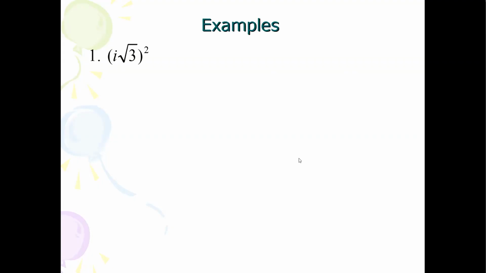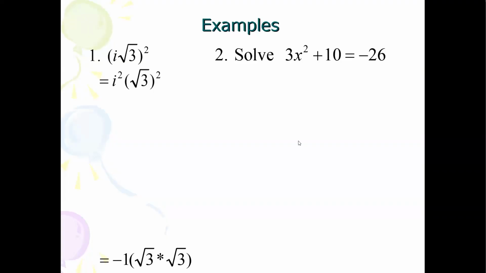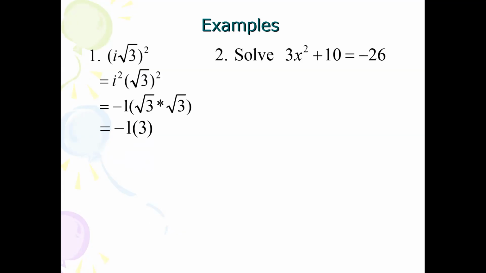Let's have a little bit more examples involving the imaginary unit now. Some further examples. So i root 3, you're squaring it, what happens? You know that i squared is -1. Root 3, the square of that is 3. Right? So your answer is -3.